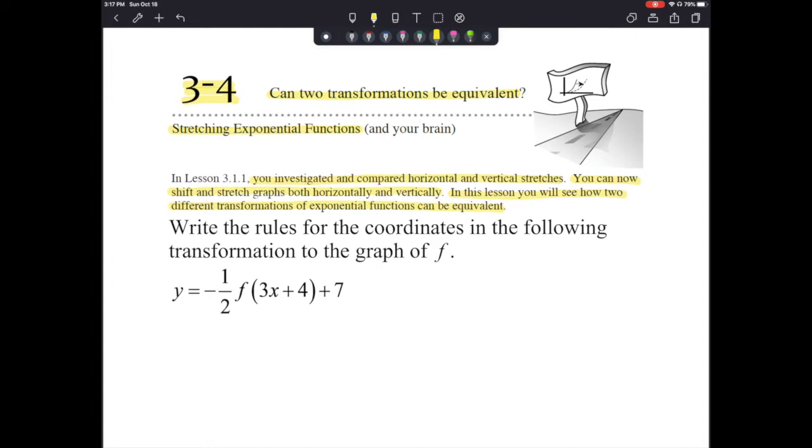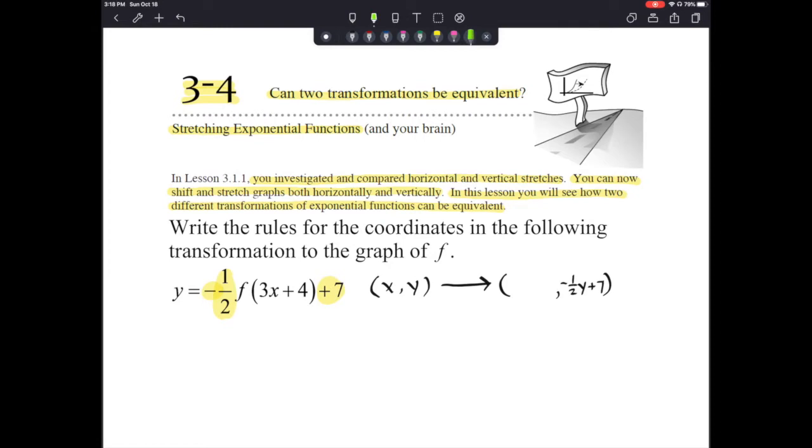This first part says, write the rules for the coordinates in the following transformation to the graph of function f. We have y equals negative 1/2 times f of 3x plus 4, plus 7. All we're looking to do is create the rules for the transformations. As we look at this, we can see that there is going to be a vertical compression, and it's going to be flipped vertically and shifted up 7. Remember, those all will be happening to our y values. So we'll put negative 1/2 times y plus 7.